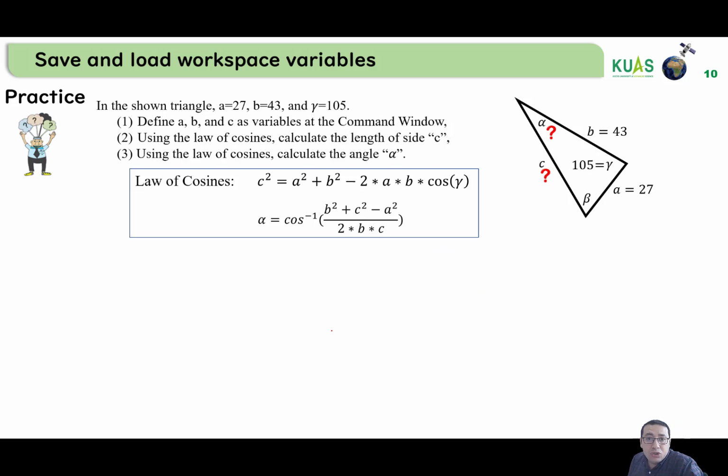So to practice, let's do that in MATLAB. It says that in the shown triangle, side A is equal to 27, B is 43, and gamma is 105. The three required things are: first, define these variables, A, B, and C, in the command window and workspace. Then using the law of cosines, please estimate the length of side C. And then using the law of cosines, please define the angle alpha. Let's do that in MATLAB. Let's go there.